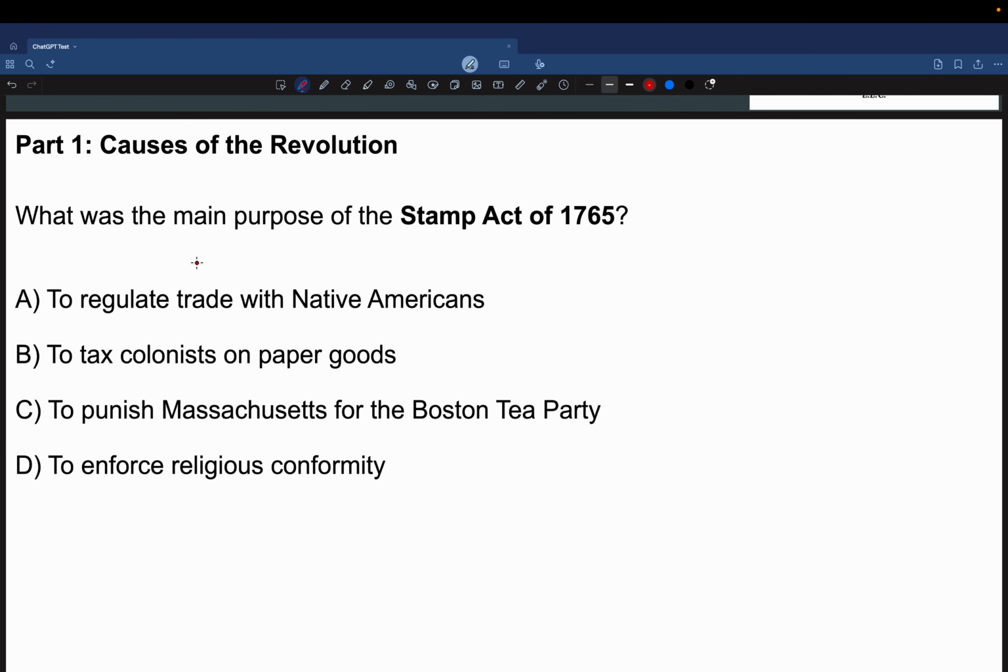Part 1, Causes of the Revolution. What was the main purpose of the Stamp Act of 1765? Well, I'm going to let you know right off the bat, disclaimer, this is actually a 5th grade level question. So I asked ChatGPT to make me a high school level test, and they actually produced a 5th grade level question. This is basic recall memory. You could just create flashcards to remember the different acts.